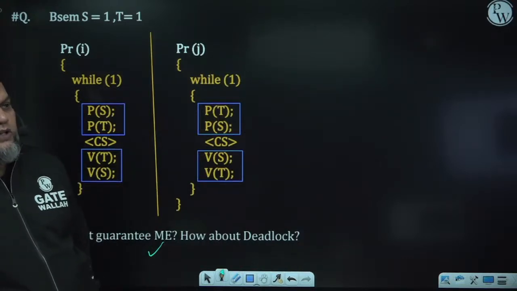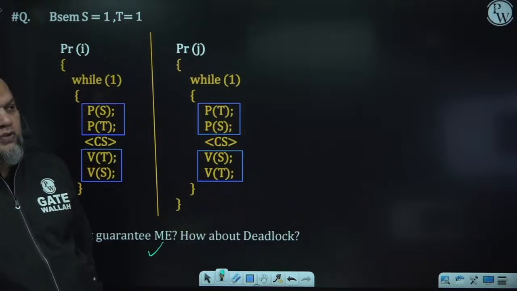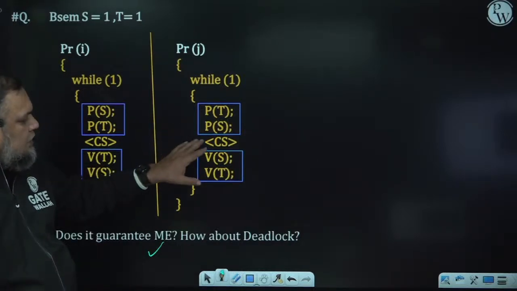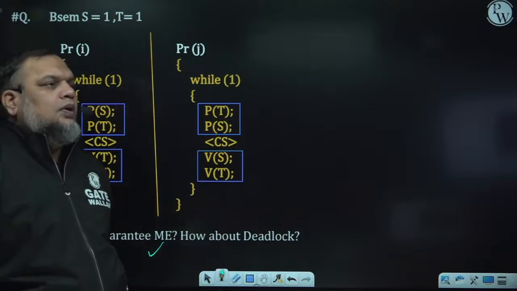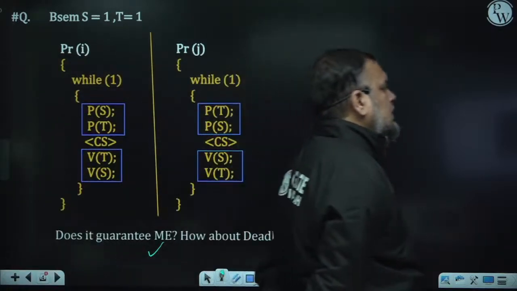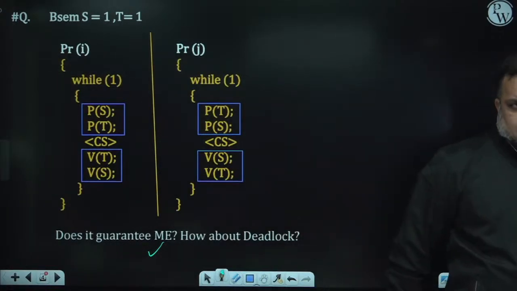So can you tell me, yes, Saurabha, under what circumstances, what is the necessary condition for a deadlock to happen in this case, in this problem? Deadlock होने के लिए necessary condition क्या है? What is the necessary condition? Come on, tell me please.